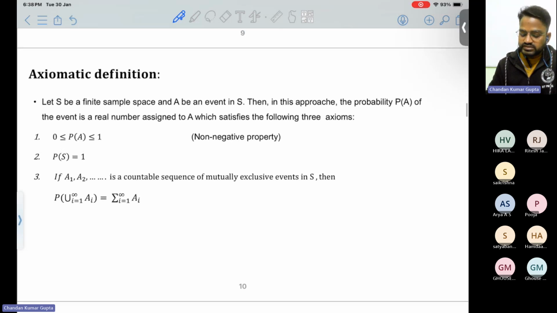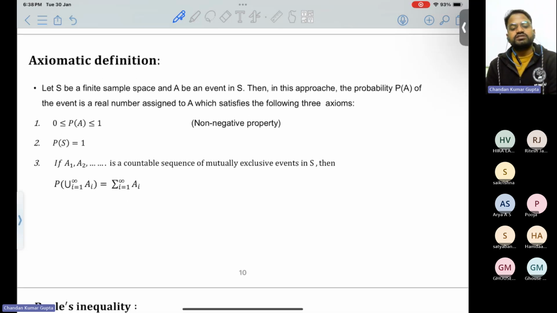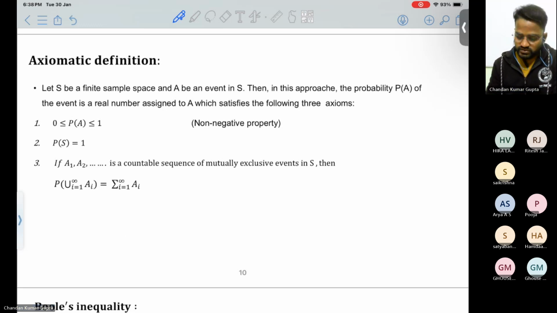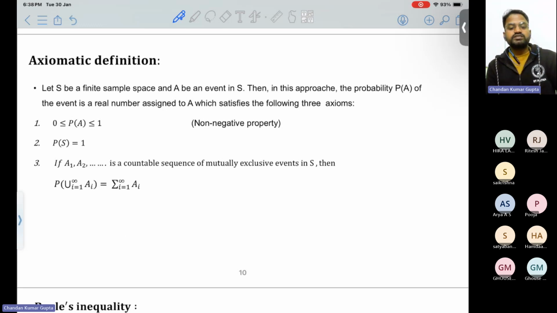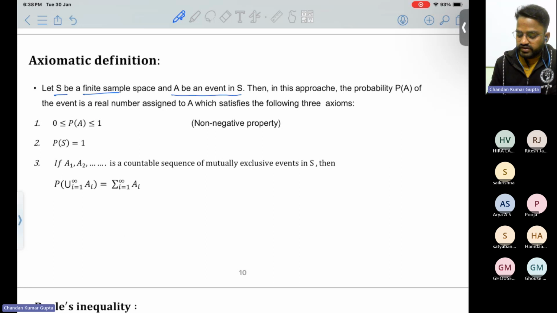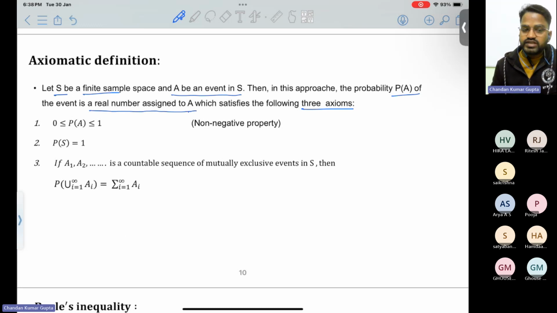And the third definition is called the axiomatic definition. This is the best we have got yet. In this definition, we have some assumptions, some properties that have to be followed. Suppose S is a finite sample space, where finite means countable, and A is an event in S. Then in this approach, the probability of event A is a real number assigned to A which satisfies the following three axioms. And what are those axioms?